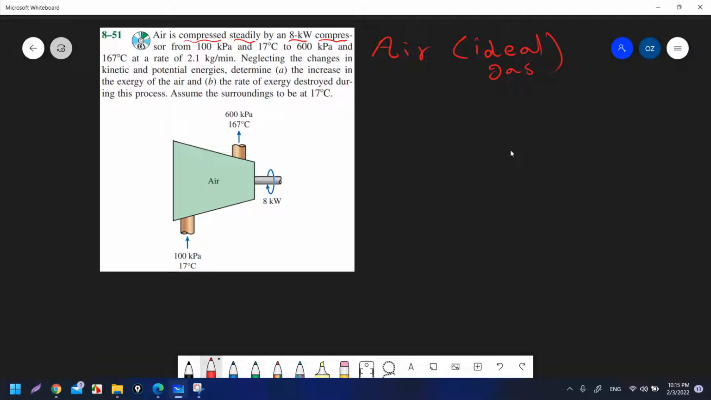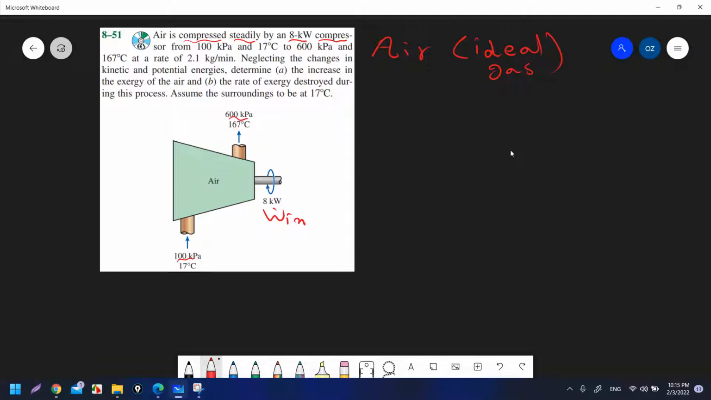it will provide a work in, so it can compress the air from this pressure to this pressure. It increases the pressure of the air and also consumes work. This is a consuming work, so this one is a work dot in, not out. For the previous video about turbines, it was out. Here for a compressor, always the work is in.